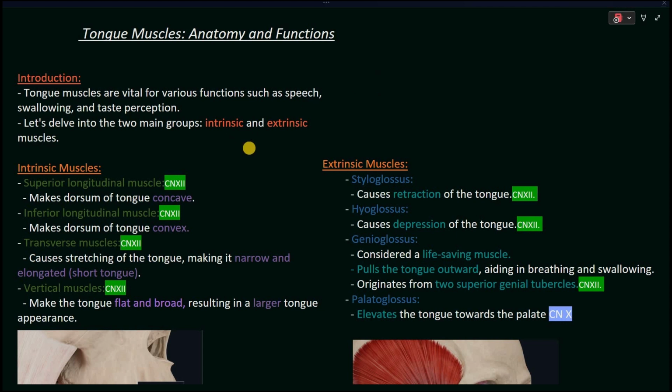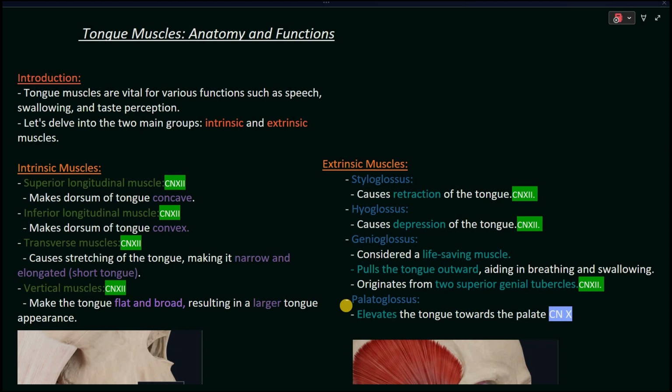In extrinsic muscles we have styloglossus, hyoglossus, genioglossus and palatoglossus. In intrinsic muscles we have superior longitudinal muscle, inferior longitudinal muscle, transverse muscles and vertical muscles. These muscles are all innervated by cranial nerve number 12, which is the hypoglossal nerve. The exception is the palatoglossus muscle, which is innervated by cranial nerve number 10. And then we come to the function of all these muscles.